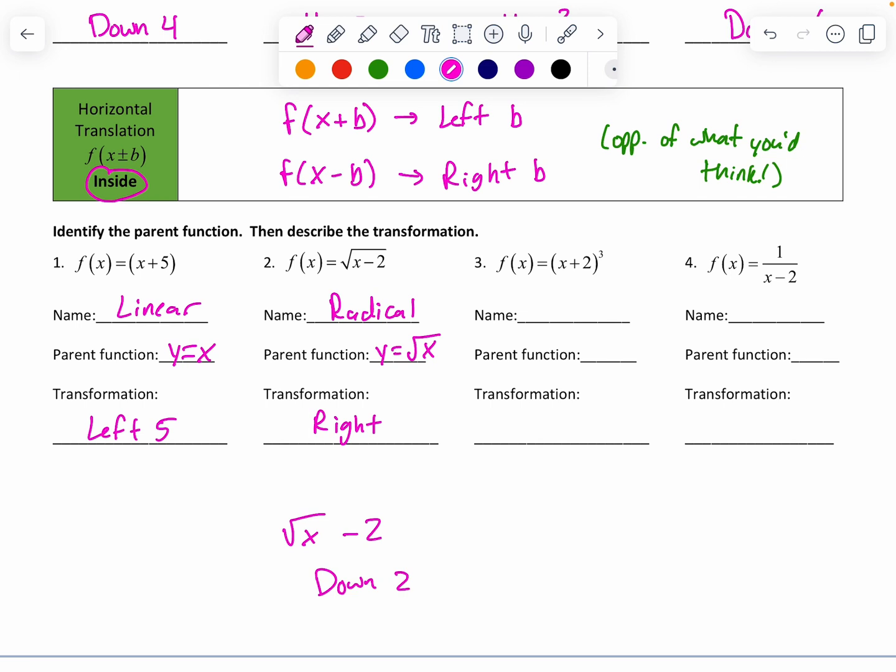Number 3, there's a 3 on the outside, so it's the biggest exponent, so it is cubic. So y equals x cubed is the parent function. So that plus 2 is inside of the cubed. So because it's inside the cubed, that's telling me it's going left or right, and the plus sign tells me it's going to the left 2.